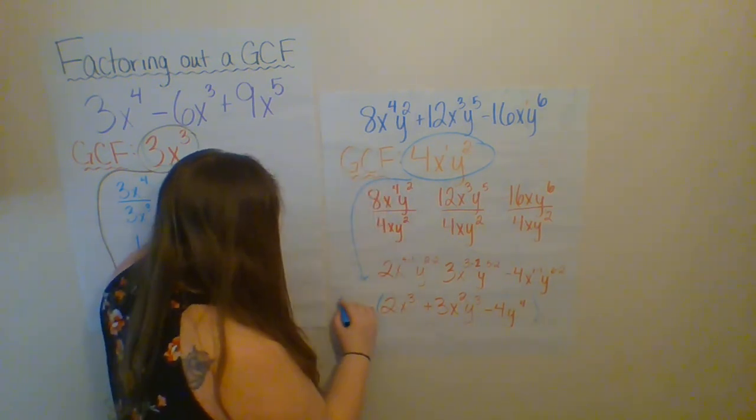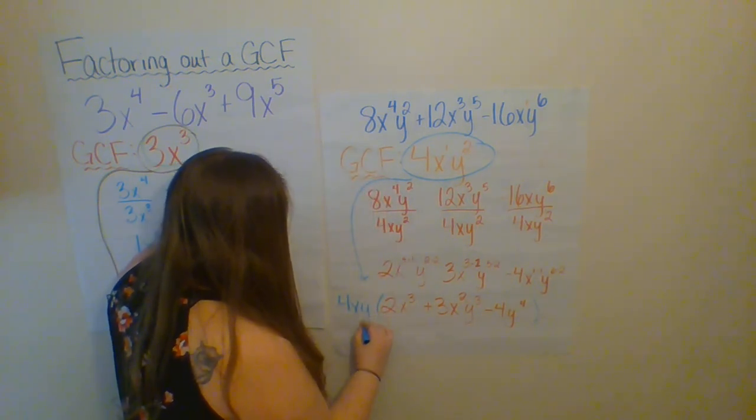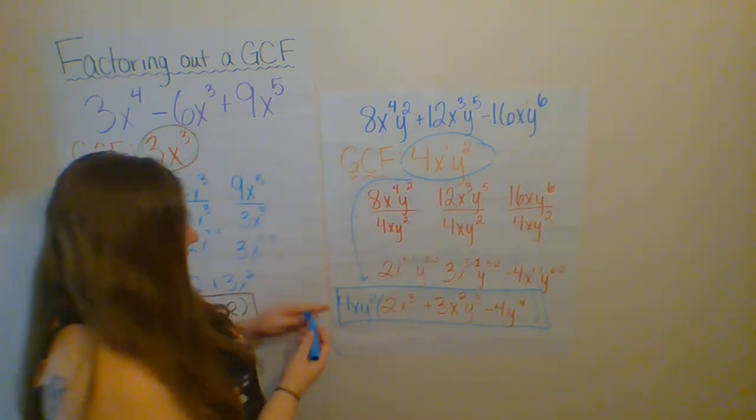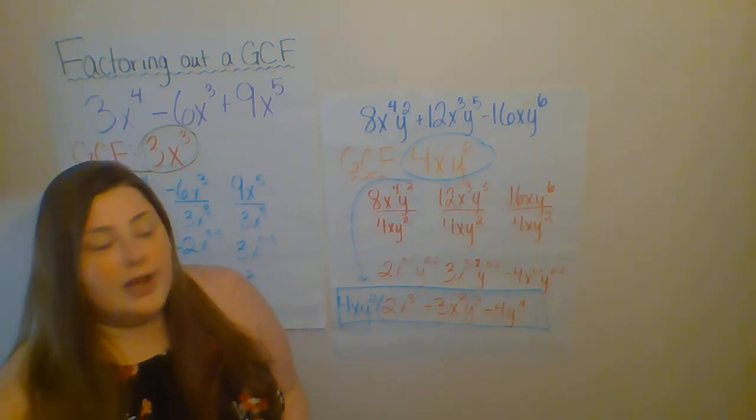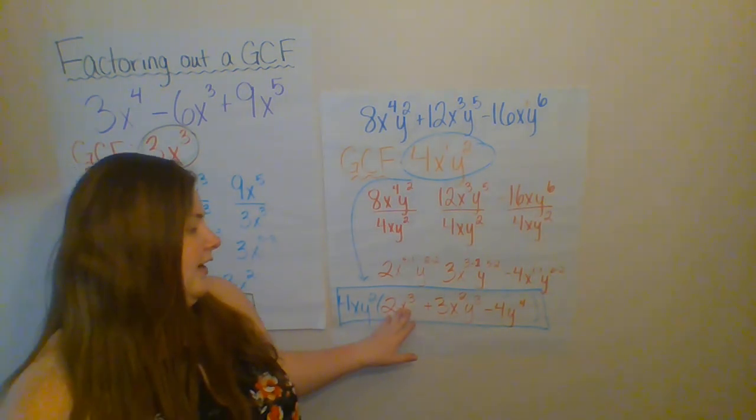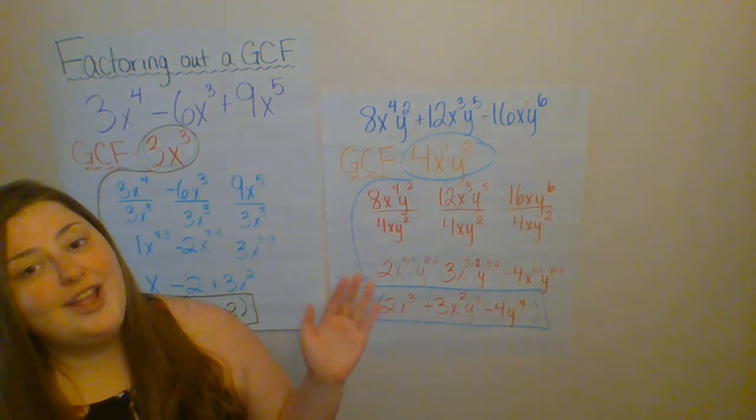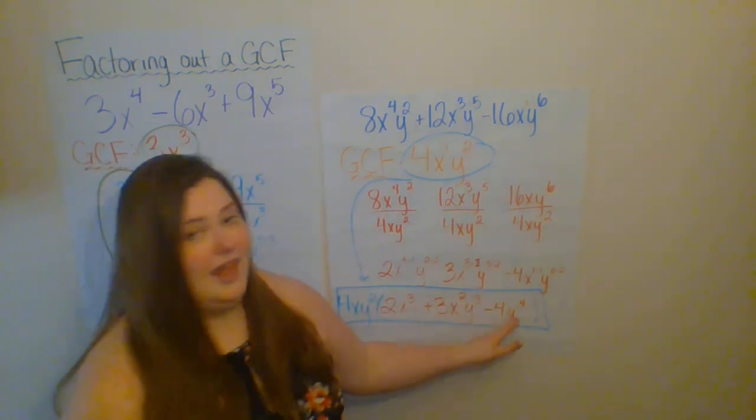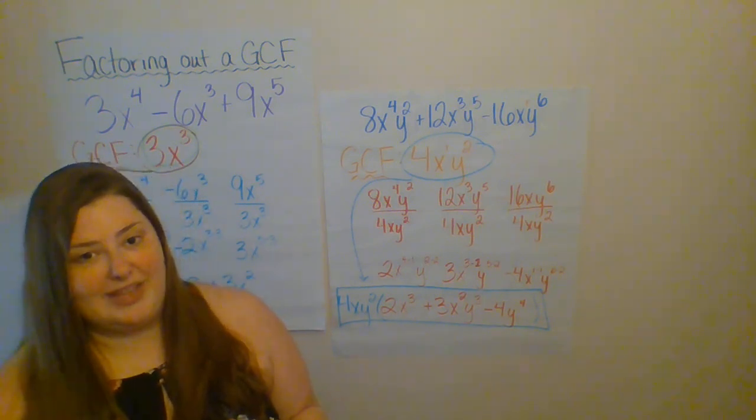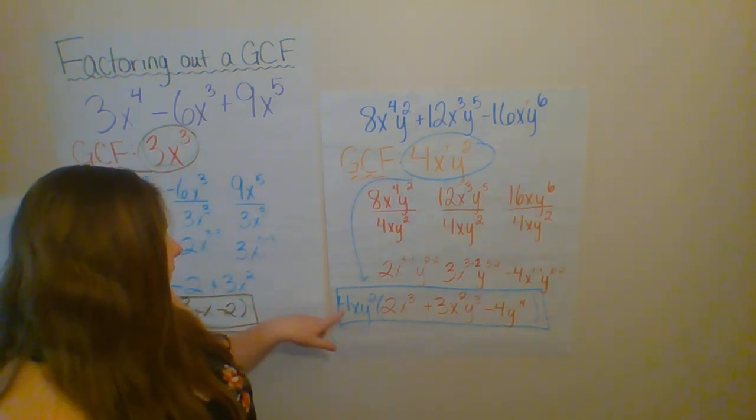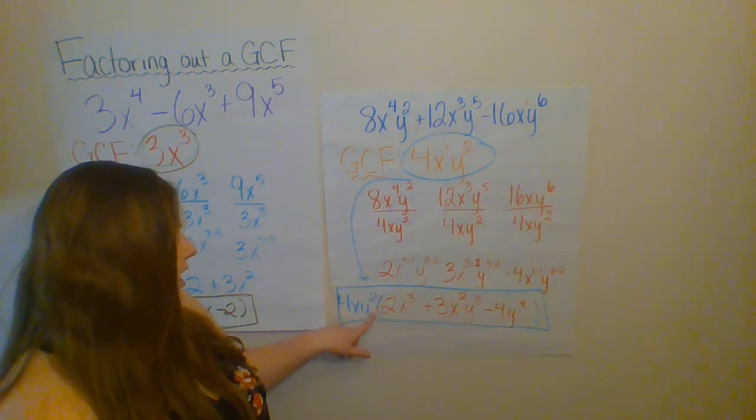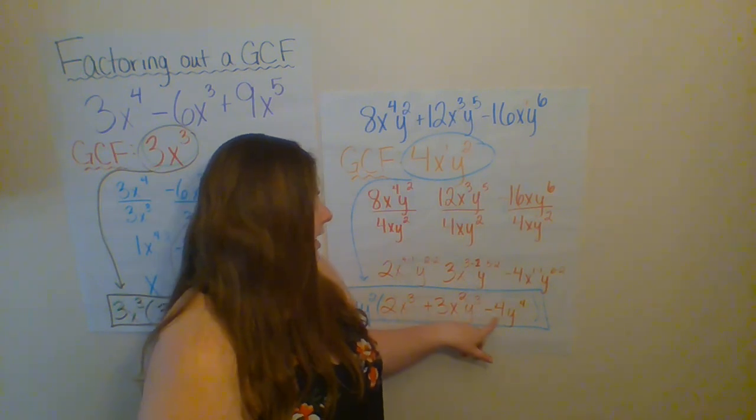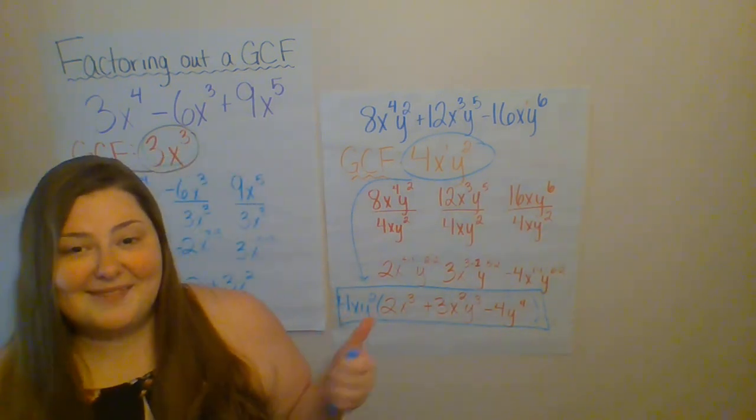Now you may be wondering why I didn't have to rewrite this in standard form. The reason for that is because it is already in standard form. If we go alphabetical order, so we look at our x's first, we go from highest x exponent to lowest x exponent. So we have x to the 3rd, x squared, and then no x's. So we're good with that. So our final answer becomes 4xy squared times 2x to the 3rd plus 3x squared y cubed minus 4y to the 4th. And that's it.